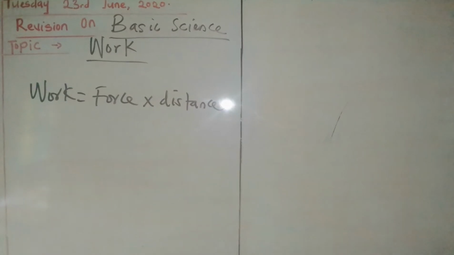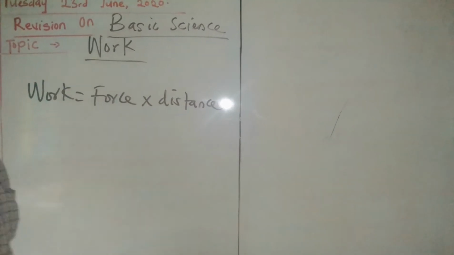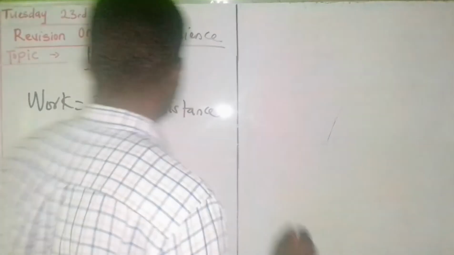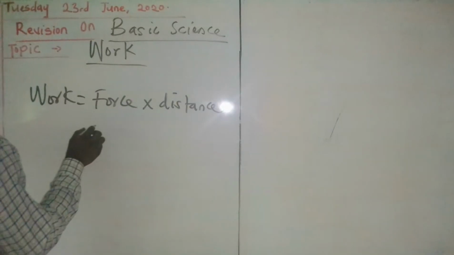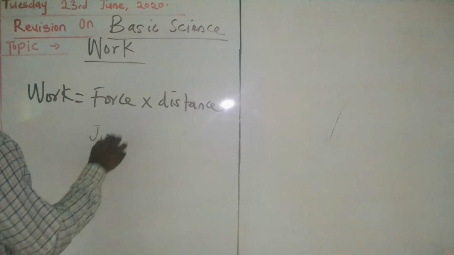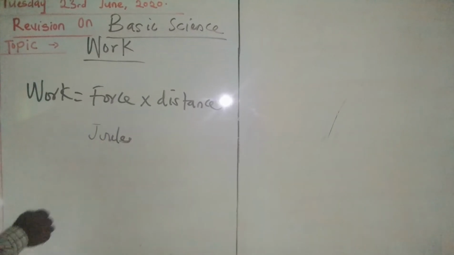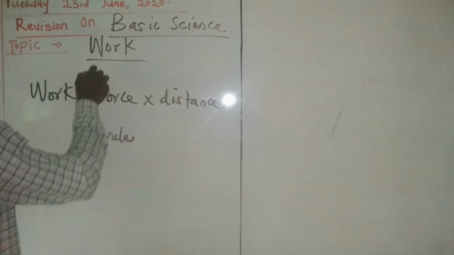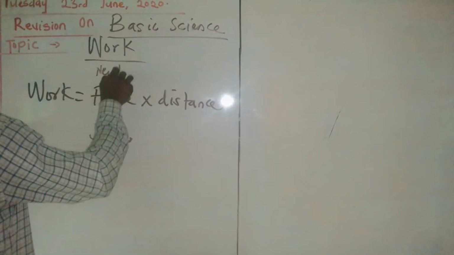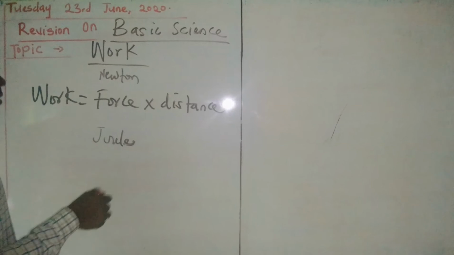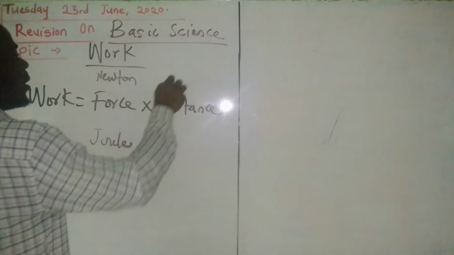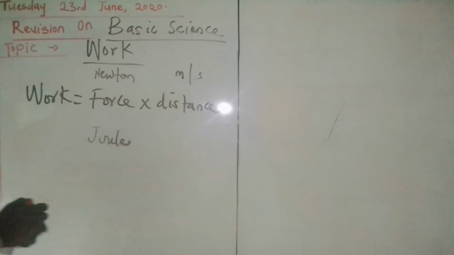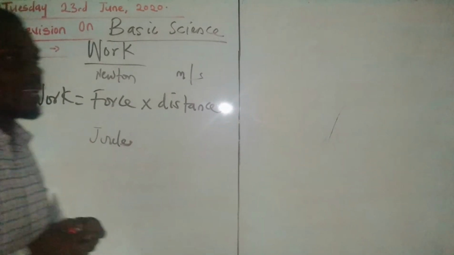Force times distance. Now, this work has a unit. The unit for work is measured in joules. Each of these has its unit. Force is measured in Newton. That's the unit for force. Distance is measured in meters. Quite important for us to know that.